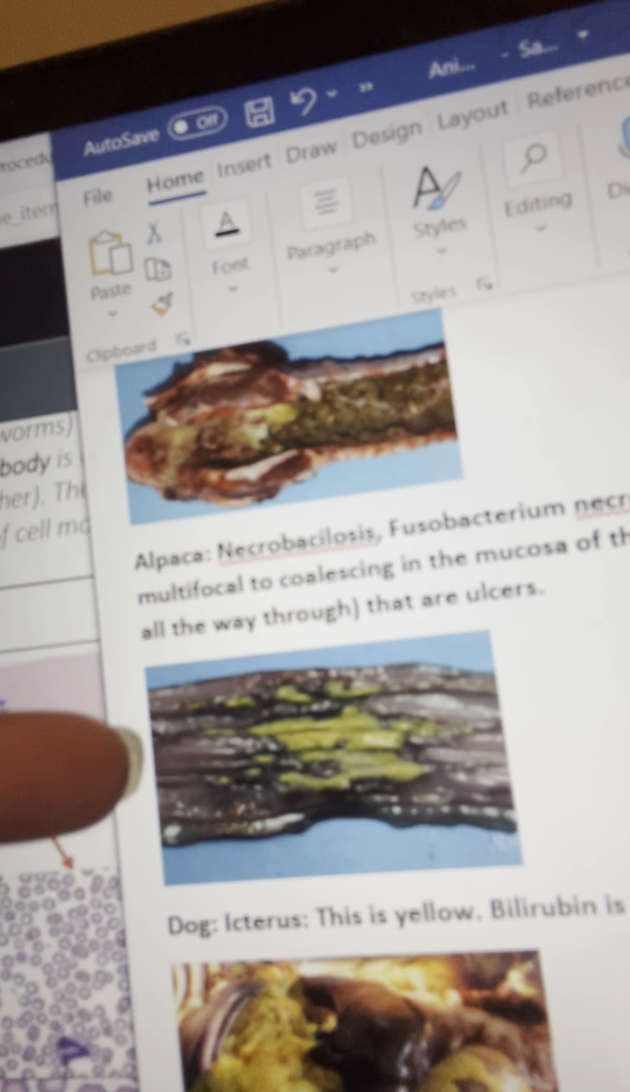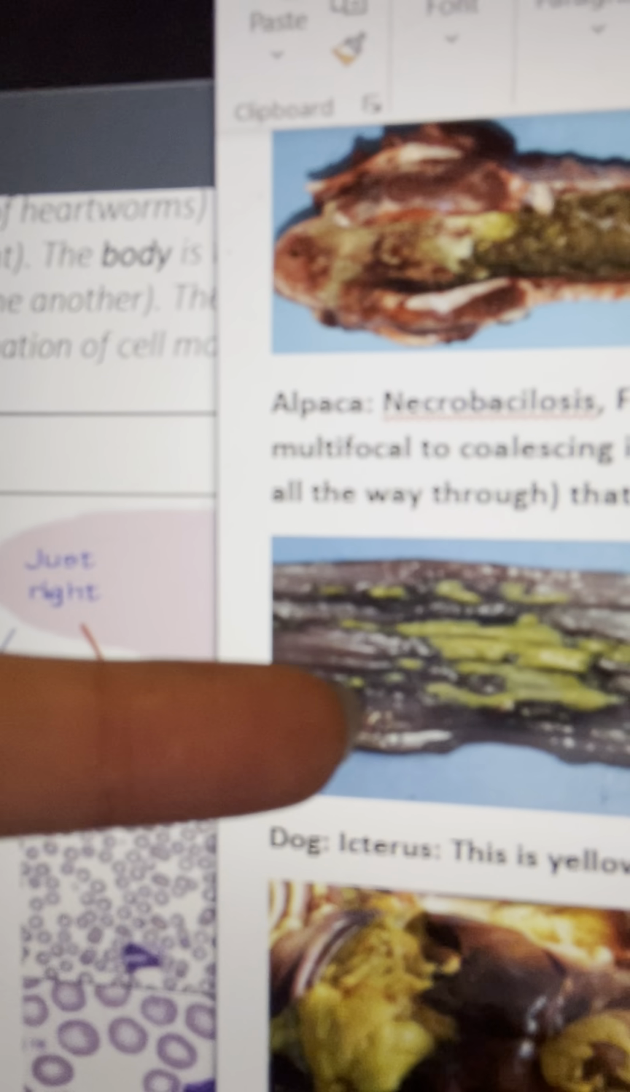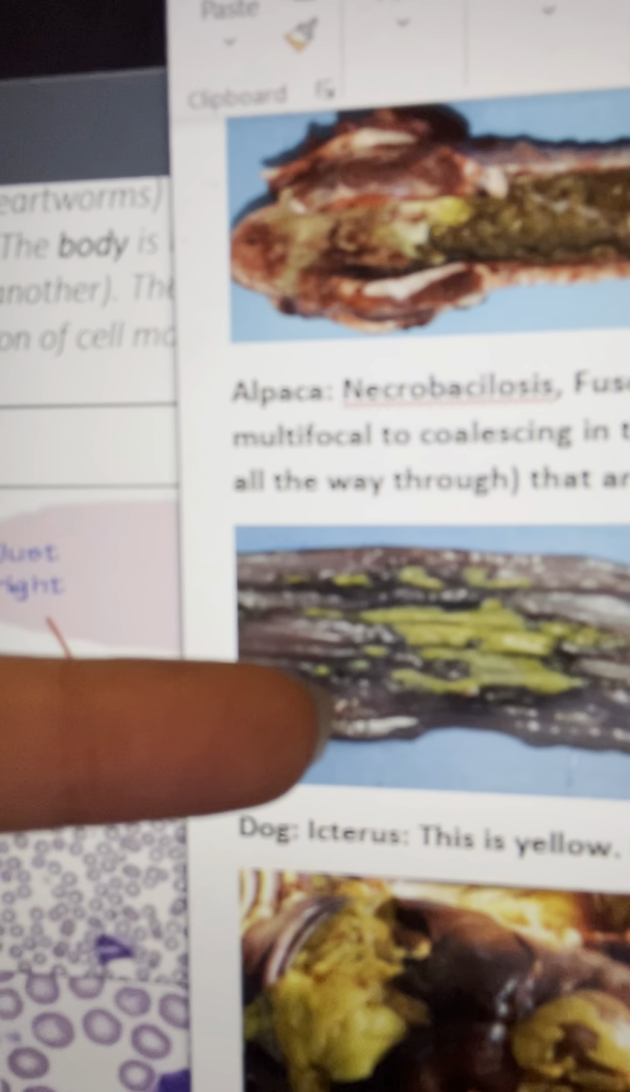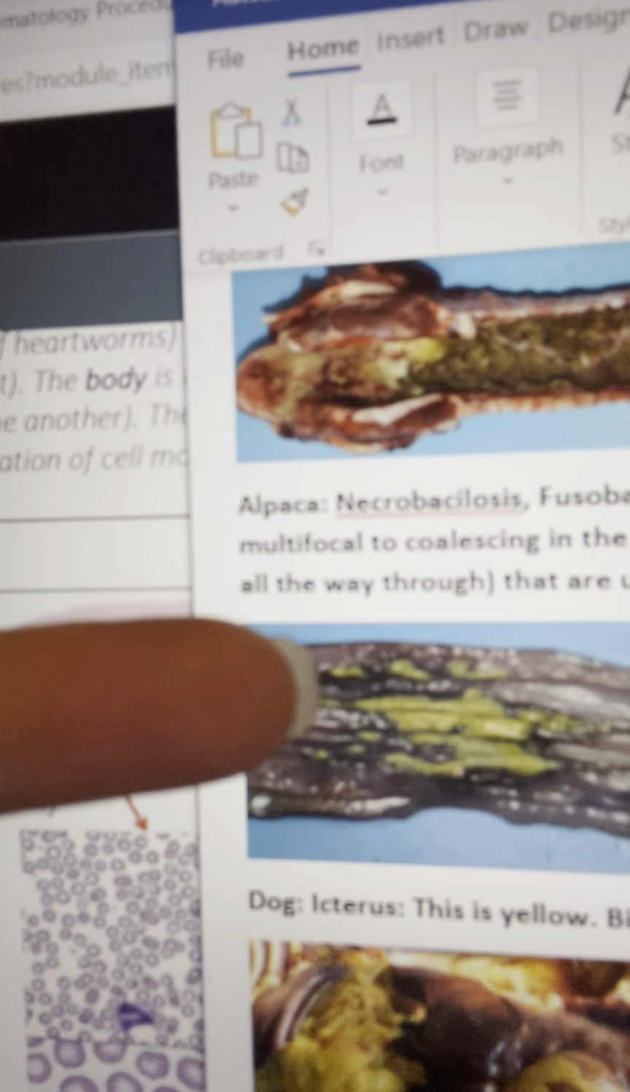And then we have an alpaca here. This is green, yellow in color. Its distribution is multifocal to coalescing in the mucosa of the esophagus. There are little holes that don't go all the way through, so they are ulcers.